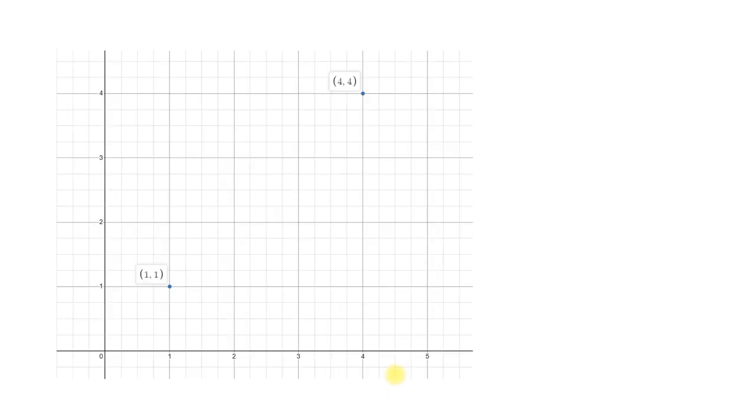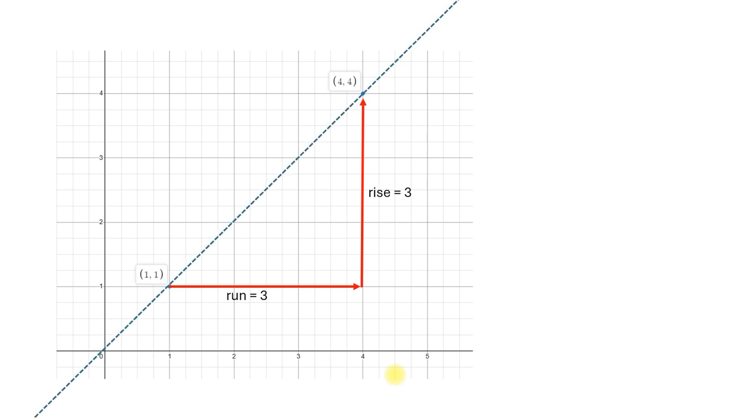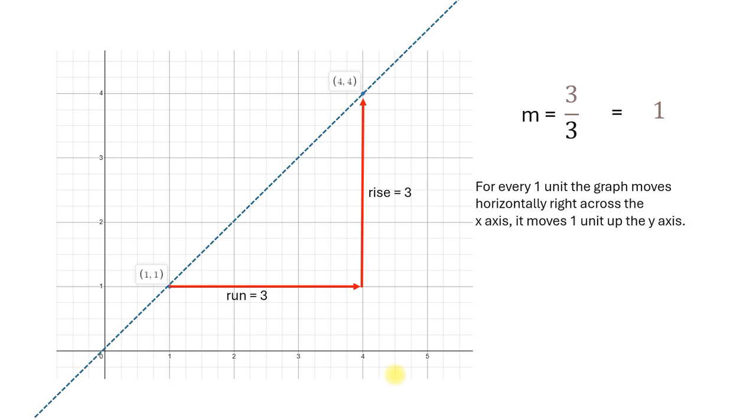In this example, we move along the x-axis 3 units and then go up the y-axis 3 units as well. Our slope can be expressed as rise over run, or in this case 3/3, which is further reduced to 1. This means that for every 1 unit on the graph that the graph moves horizontally, it moves 1 unit vertically up the y-axis.